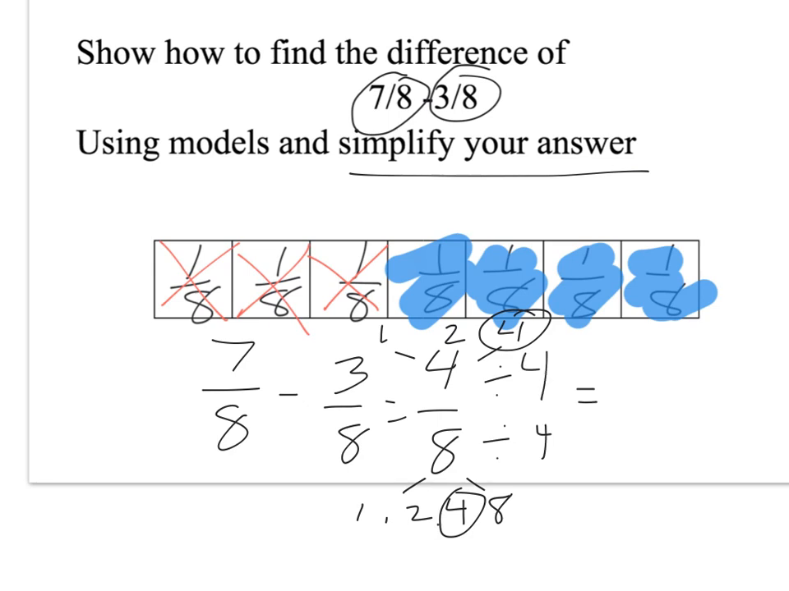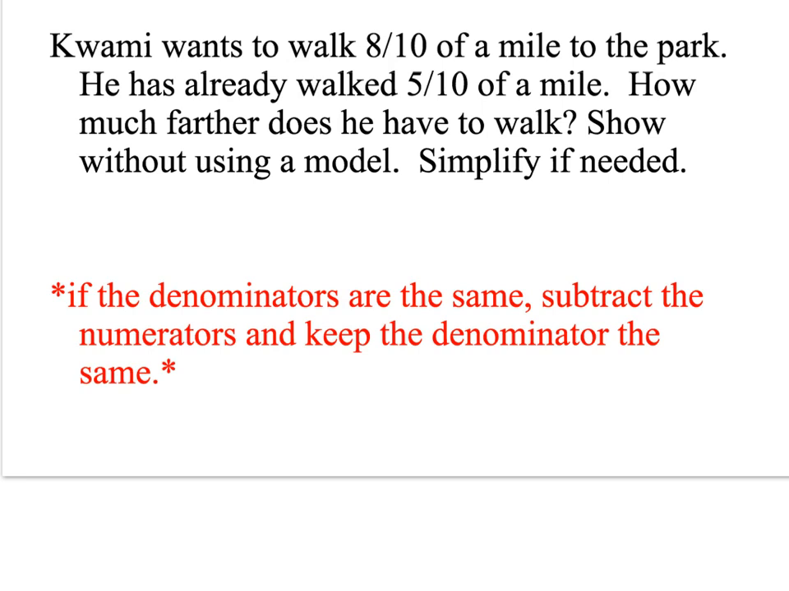So 4 divided by 4 is 1. 8 divided by 4 is 2. So my answer in simplified form is 1/2. So now I'm going to show how to subtract fractions with like denominators without using a model.